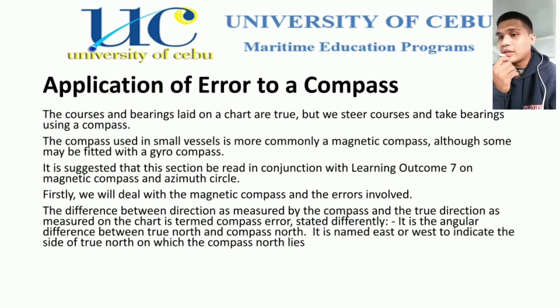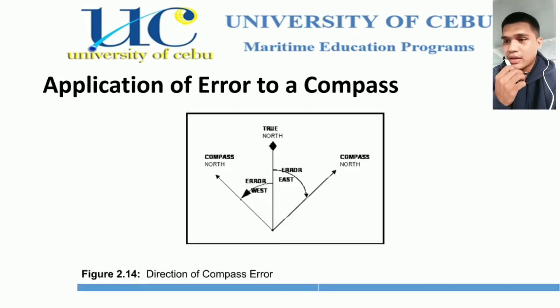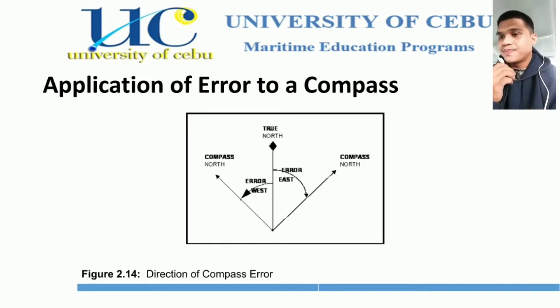Then, the difference between direction as measured by the compass and the true direction as measured on the chart is termed compass error. Stated differently, it is the angular difference between true north and compass north. It is named east or west to indicate the side of true north on which the compass north lies. So as you can see in the illustration, figure 2.14, this is the direction of compass error.